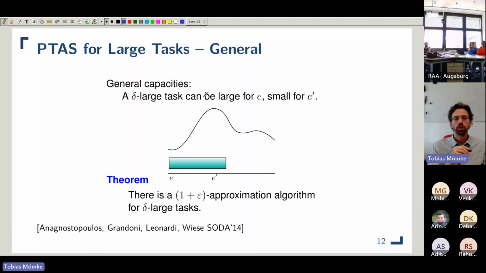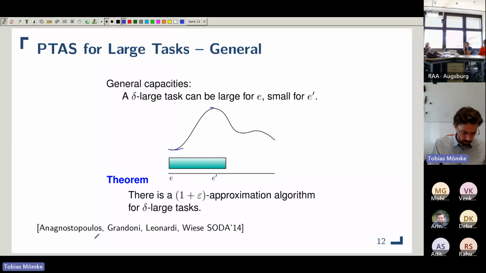Things get, of course, a bit more complicated if you have a capacity profile like this one here. And what's the problem? This task is large with respect to the bottleneck, which is good, but with respect to this edge, say, it can be really small. So this is something that you have to deal with. And to deal with that, without the framework that we developed, it's actually quite tough.